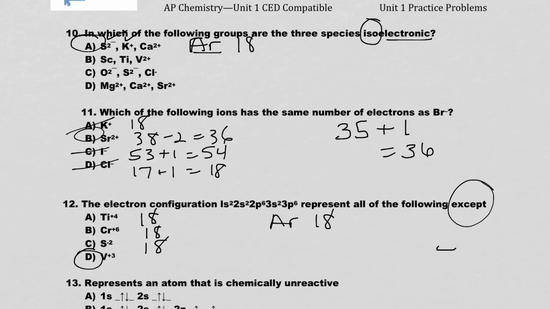Let's double check. Vanadium, here we go, is atomic number 23. If it lost 3 electrons, it would still have more than 18.